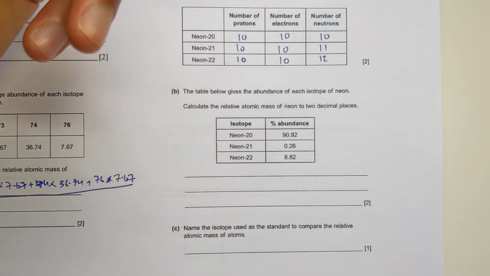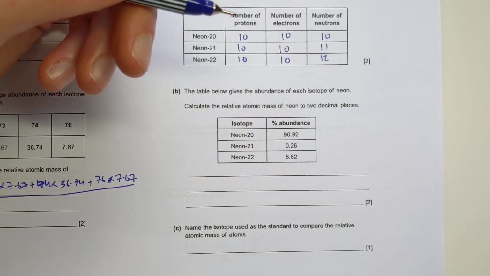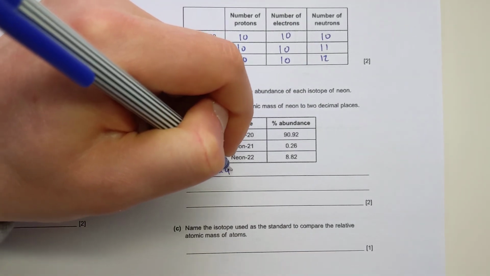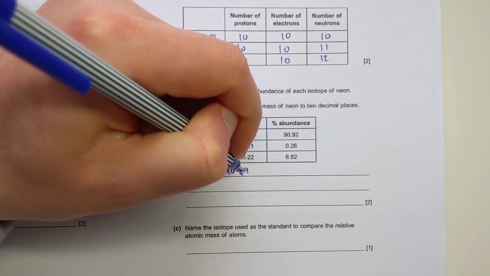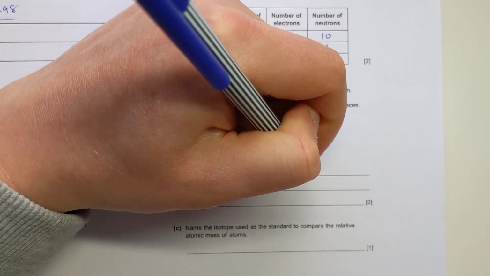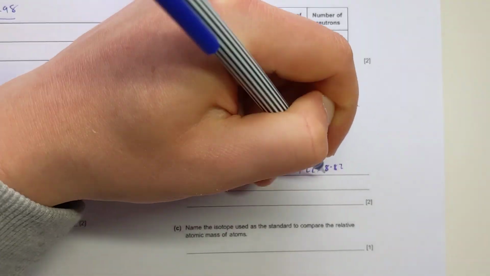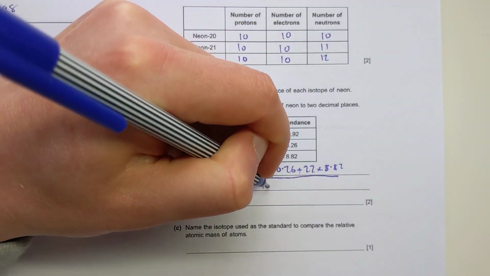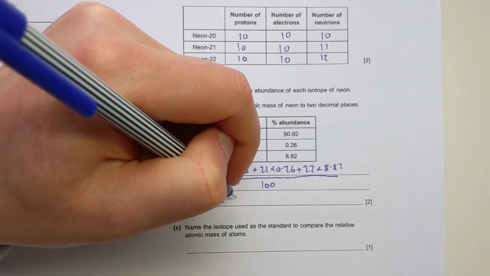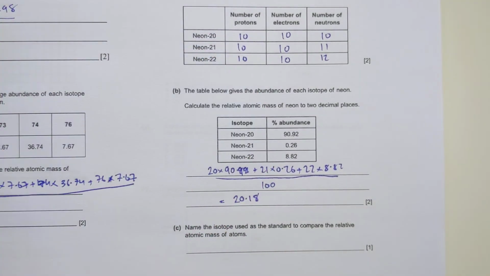We're asked to work out the relative atomic mass of neon based on those isotopes. So first one has got a mass of 20, going to times it by 92, plus 21 times 0.26, plus 22 times 8.82, divided by 100, because it is percentages, those numbers add up to 100, and that will get me 20.18 to 2 decimal places.